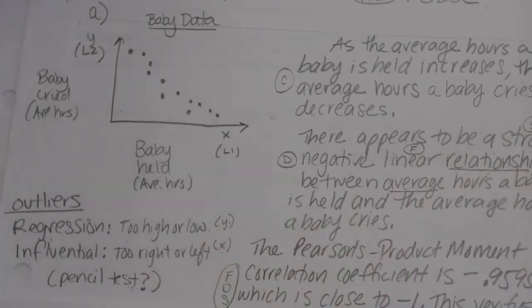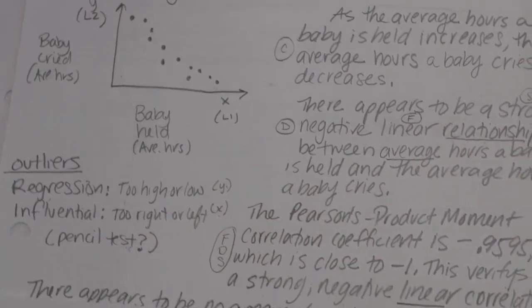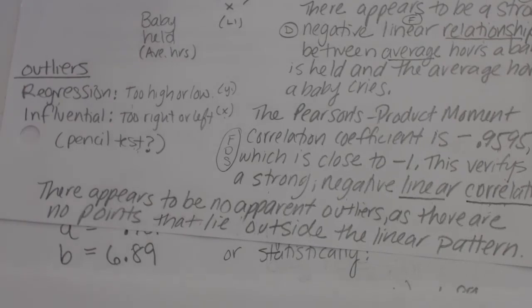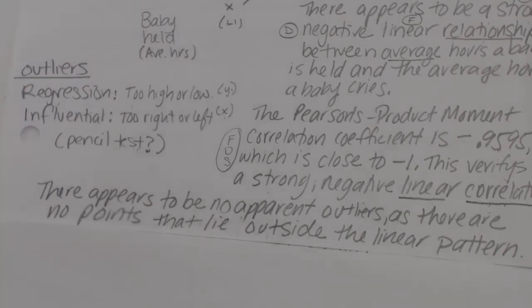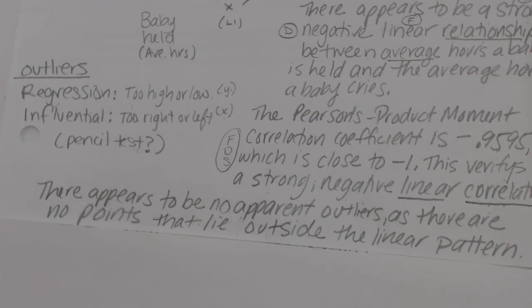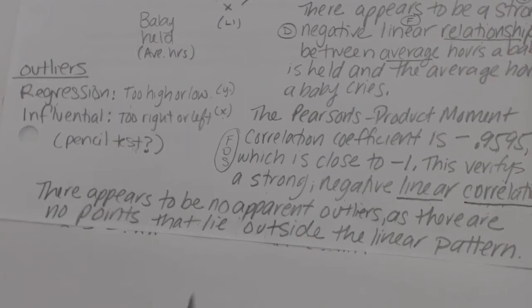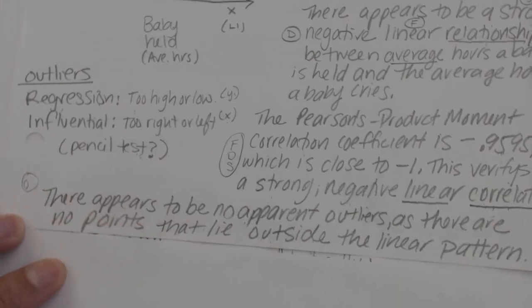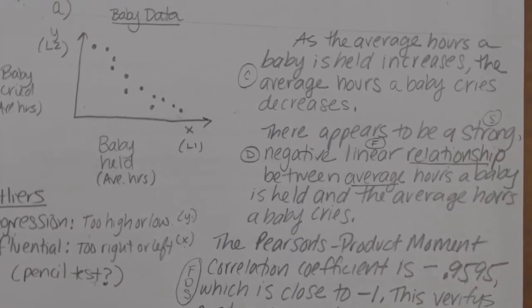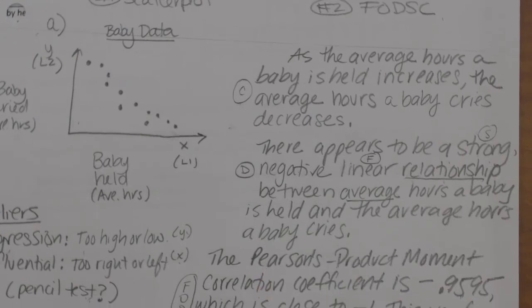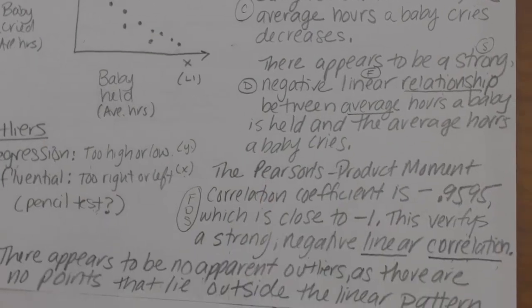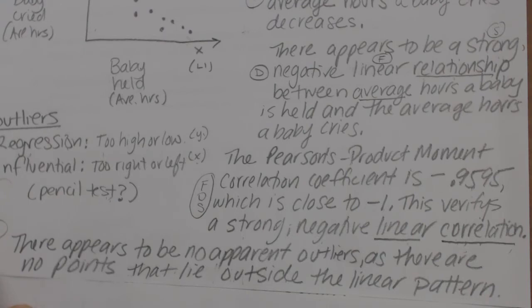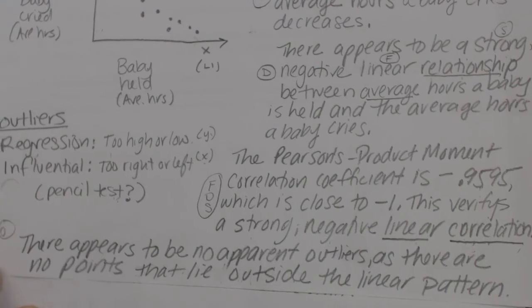Okay, so I don't see any that appear to be either regression or influential. So what I did is I wrote out, there appears to be no apparent outliers as there are no points that lie outside the linear pattern. And so here's my nice little outliers. So I have everything. I have my context. I have my form, direction, strength, and I verified it statistically, and then I have my outliers, which there are none, but I have my outlier sentence.